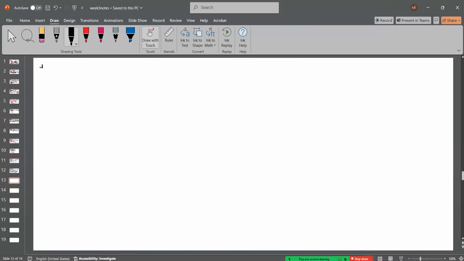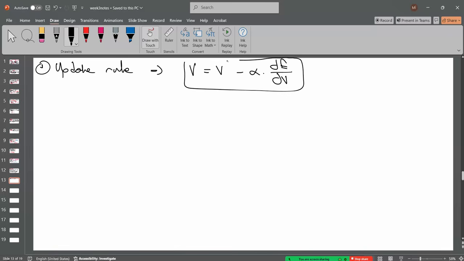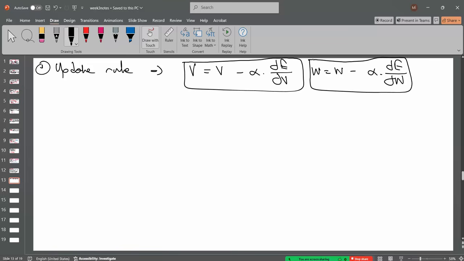Just remember the previous lesson. In the previous lesson, the update rule is simple for backpropagation or gradient descent. V is updated with minus alpha times the derivative of the total cost function with respect to v. This is the output to hidden update. And so W is updated as W minus alpha dE over dW, right? And alpha is the learning rate. Just remember the previous lesson, okay?